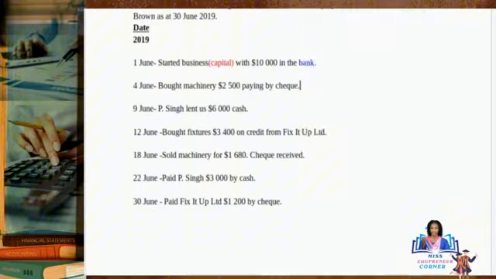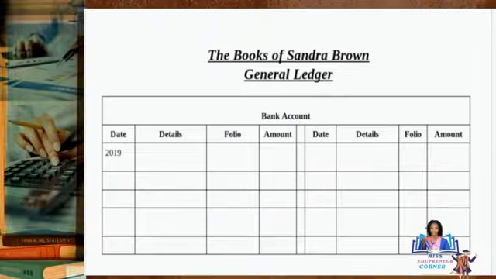Now we're going to reflect this transaction in the ledger accounts. So here we have the books of Sandra Brown, and this is her ledger account. Inside her ledger account, we have the bank account and many other different types of accounts. So we're going to come to the debit side of bank, and we're going to insert the date, which is June 1. The year is already there. In the detail, we're going to have capital, since this is the other item affected in the transaction.